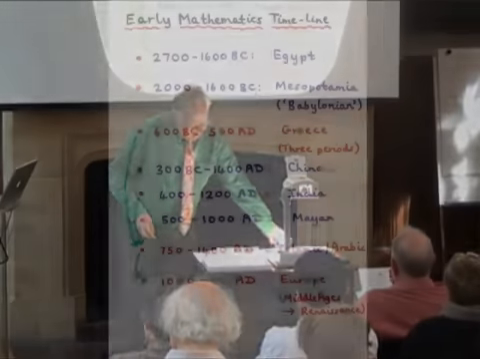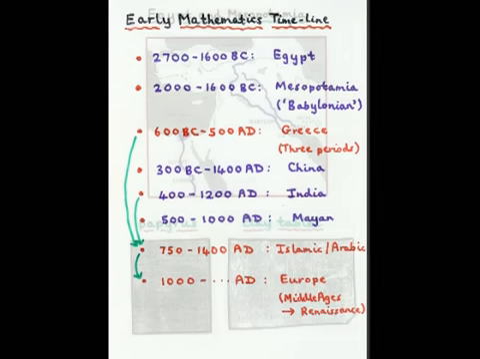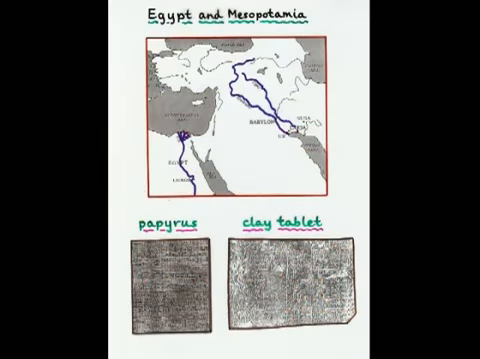So the cultures we're going to be looking at are some of the ones on the timeline here. I'm going to start the story with Egypt and Mesopotamia, which are shown on this map here. Ancient Egypt developed along the valley of the Nile, while Mesopotamia, as its name suggests, middle of the rivers, developed between two rivers, the Tigris and the Euphrates.